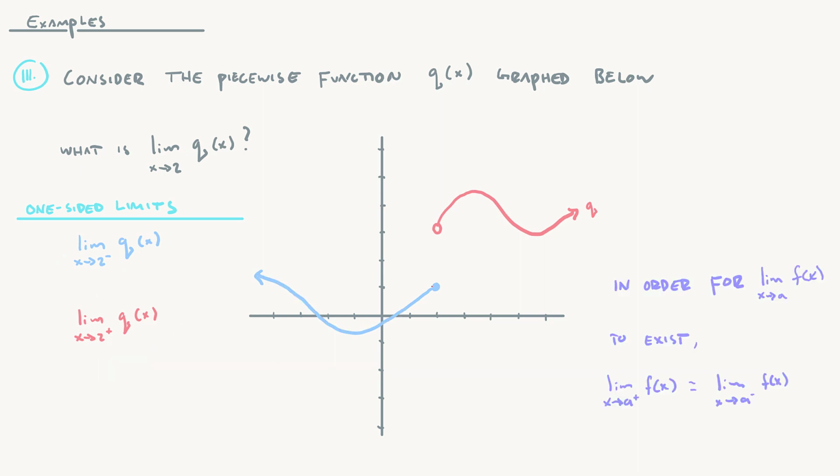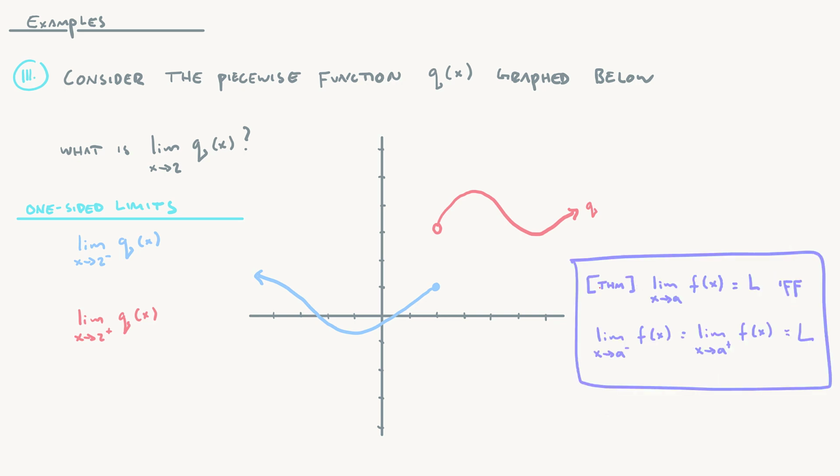Well, in order for a limit to exist, and this is a generalized statement, in order for the limit as x approaches a of some random function to exist, the right-hand limit and left-hand limit need to agree. They need to be the exact same thing. So this says the limit as x approaches a from the right of f of x needs to be the same as the limit as x approaches a from the left. That's actually a theorem. The theorem is that the limit as x approaches a of f of x is equal to L if and only if, is the way that you read that.